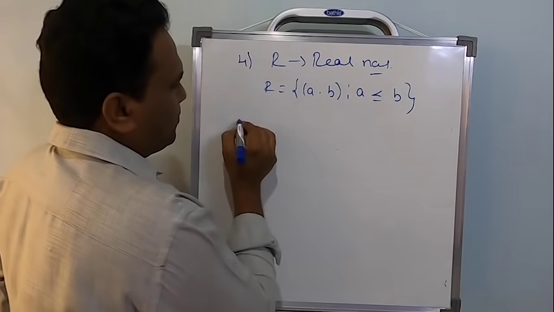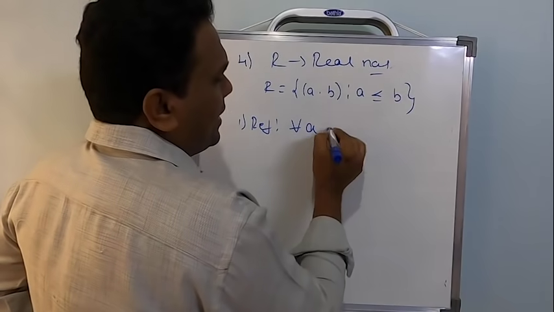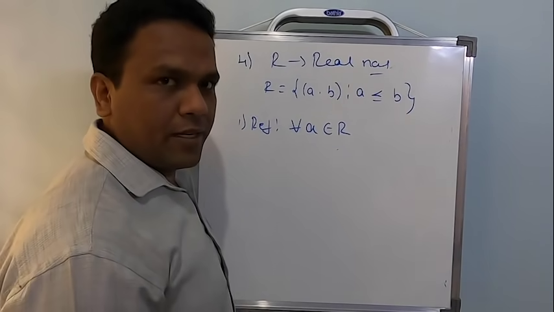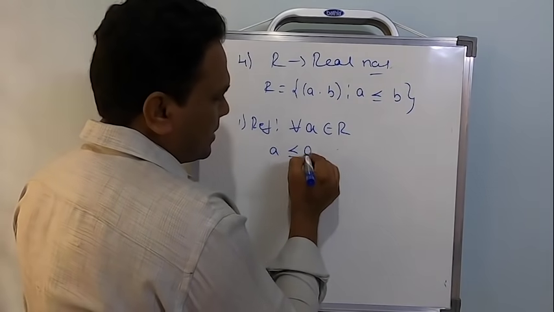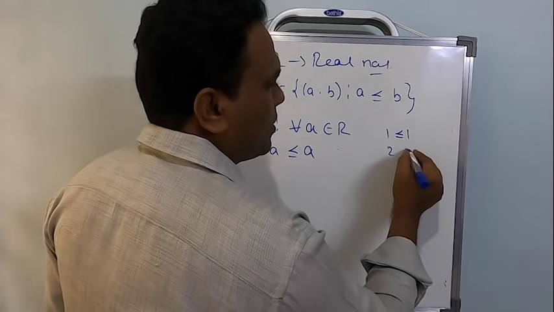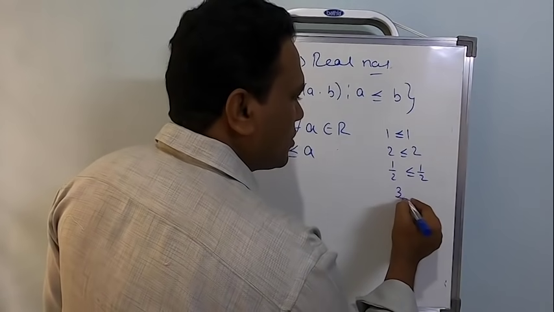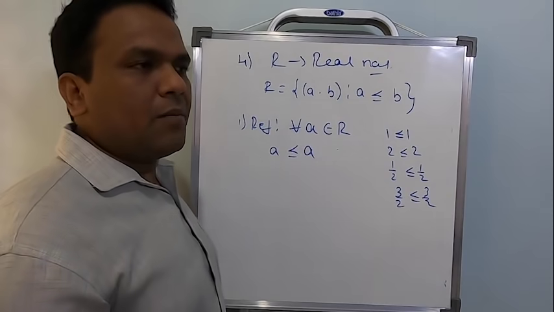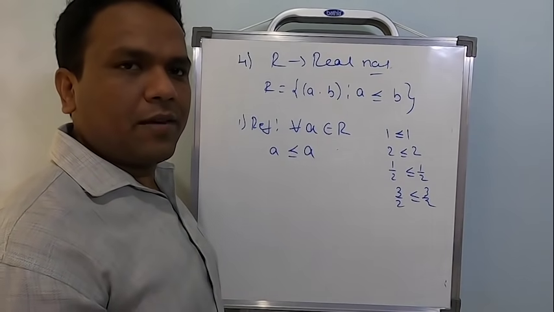Certainly, for reflexive, you take any element from the given set. What is the given set here? R. R is going to be real numbers. Is it possible to say that A is less than or equal to A? Any number, for example, 1 is less than or equal to 1, 2 is less than or equal to 2, half is less than or equal to half, or 3 by 2 is less than or equal to 3 by 2. It's possible, right? Every number is less than or equal to itself. Therefore, the relation is going to be reflexive.